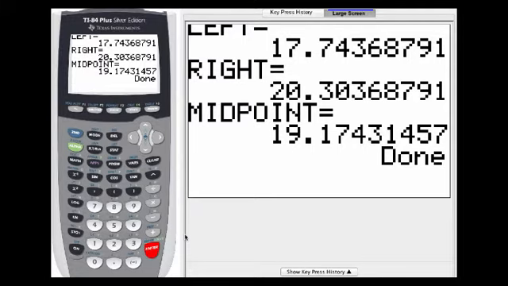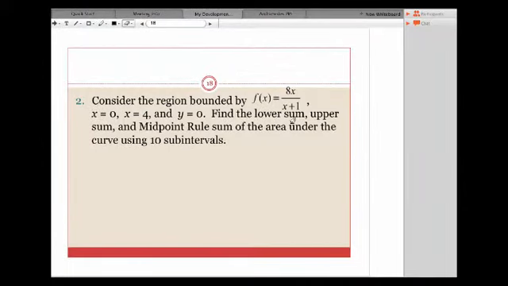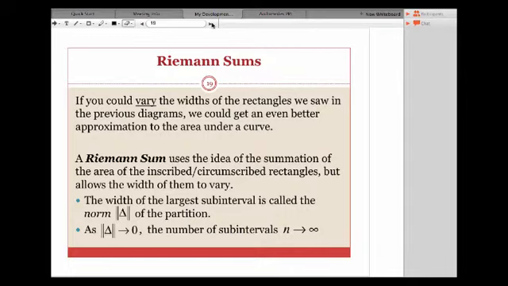Okay, so let me go back. Let's see, we got about a half hour left. So the next thing we're going to talk about is a really, really, really big idea called Riemann sums. If you could vary the widths of the rectangles.